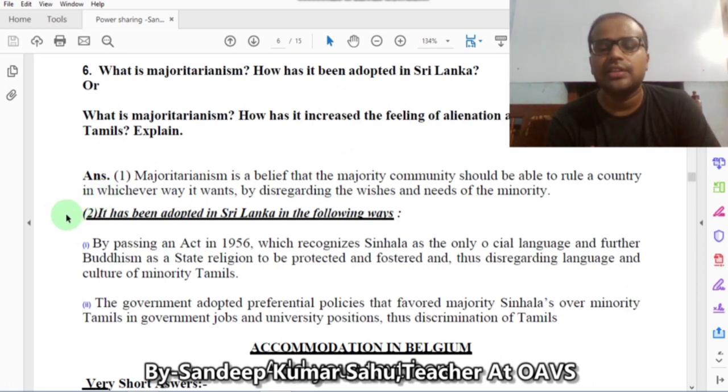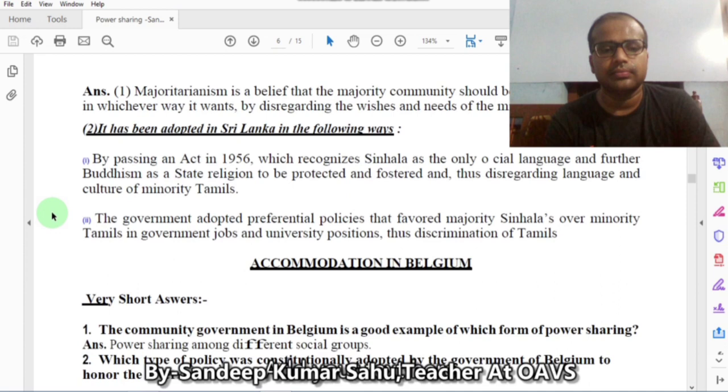Majoritarianism is a belief that the majority community should be able to rule the country whichever way it wants, disregarding the wishes and needs of the minority. So without giving any respect or rights to the minorities, if the majority wants to dominate and suppress the minorities, that is called majoritarianism. Point 2. It has been adopted in Sri Lanka in the following ways. How did Sri Lanka adopt it?